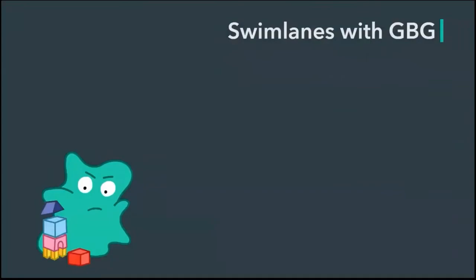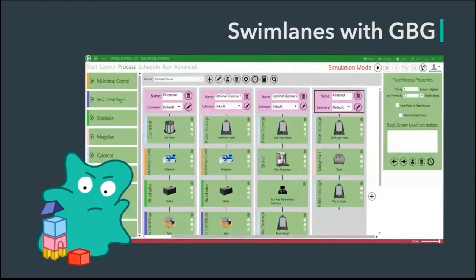Swim lanes in Green Button Go are essentially a canned sequence within a process. They're a set of steps that are always run in a particular order. And you can think of the swim lanes kind of like Lego blocks, where you can take these modular chunks and stitch them together however you want to create a custom experiment within a given process. What might that look like?